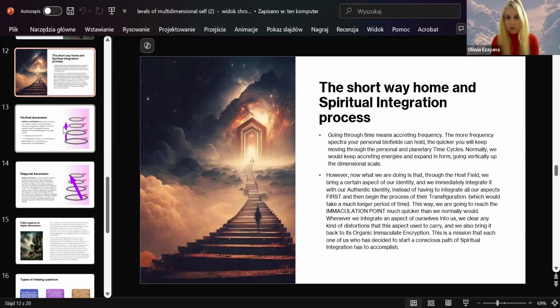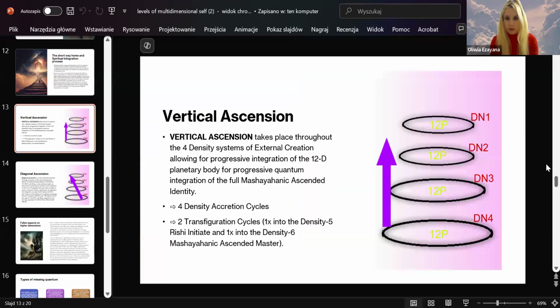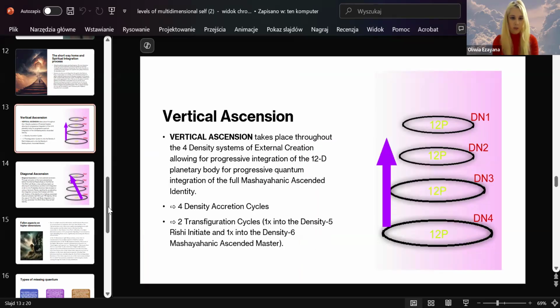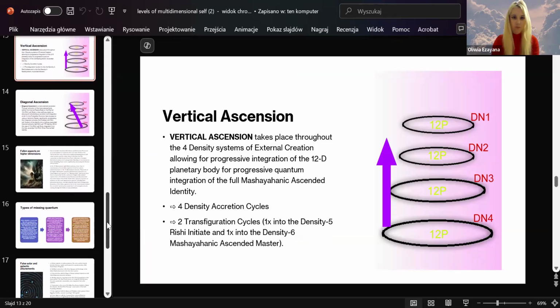And at that time, I had no clue about what this really means, only to a certain extent. So now there are definitely a lot more answers. So I will just present you with the definition of the vertical and the diagonal ascension, and this way it will make a lot more sense.